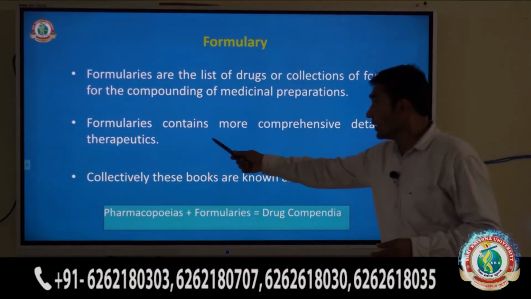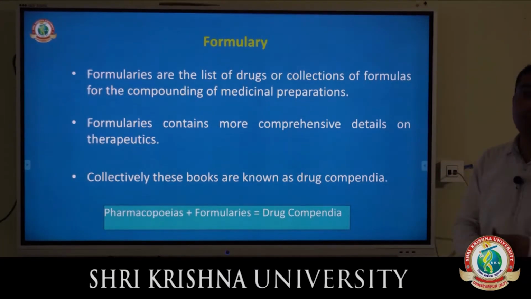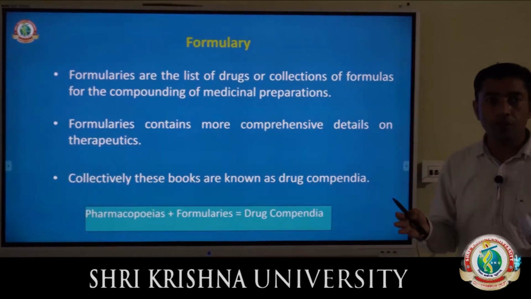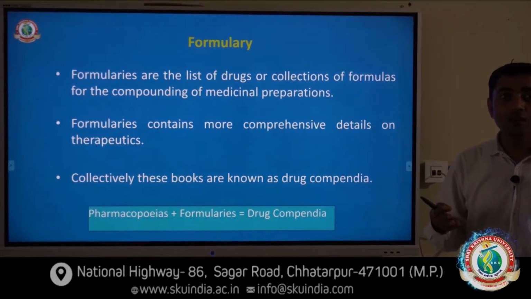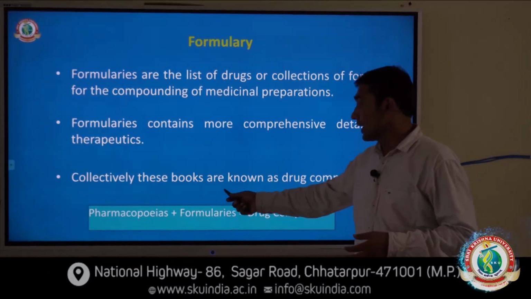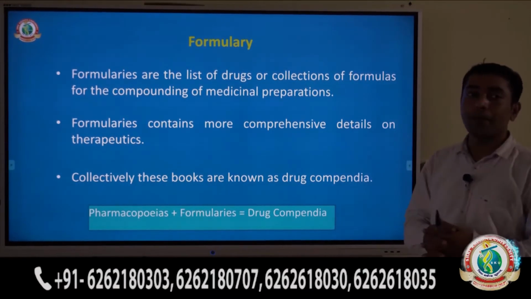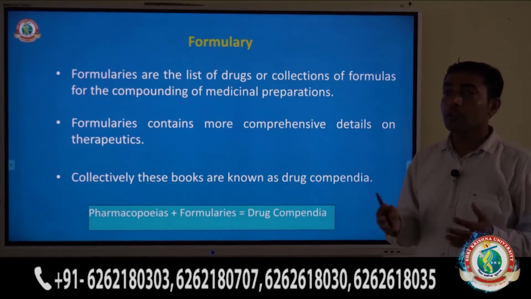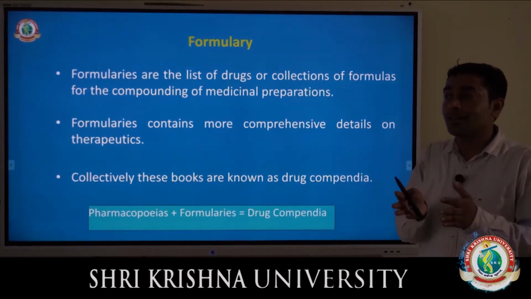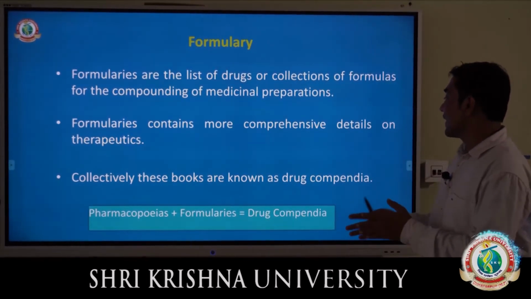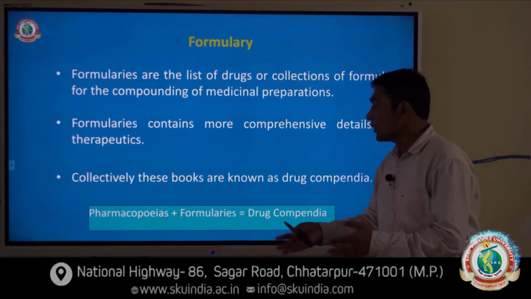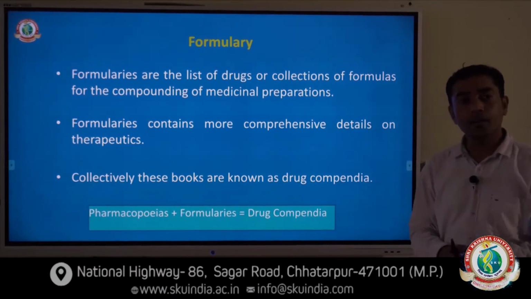Next, formularies contain more comprehensive detail on the therapeutics. The formulary will contain all the information about the action of the drug, meaning the therapeutics of a particular drug. Next, collectively these books are known as the drug compendia. When we are talking about the pharmacopoeia and the formularies, the combination of the formularies and the pharmacopoeia is considered the drug compendia.